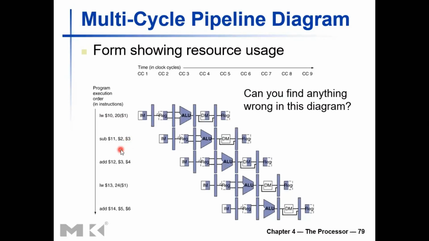Wait. Actually, no. This is not a result, right? $3 is an operand register. This is not the destination register. Destination register is $11, right? So you're writing to $11, and you're not reading $11 right afterwards in that instruction. So actually, there is no data hazard between this sub and add.